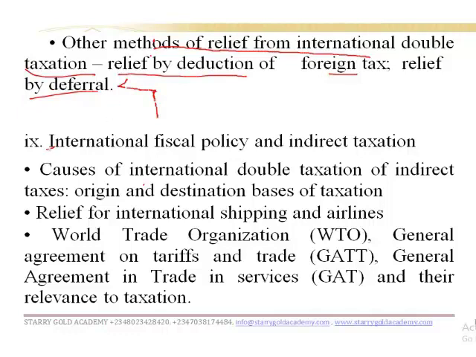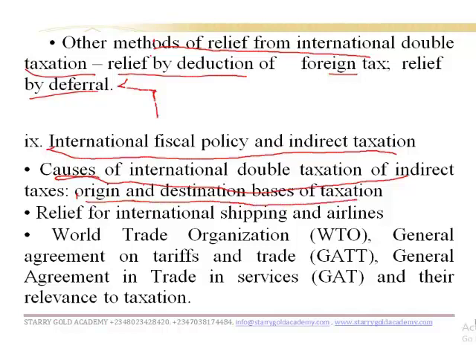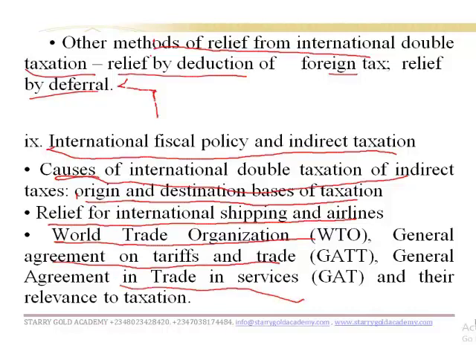Now also, we shall discuss international fiscal policy and indirect taxation. Under this subtopic, we'll be looking at causes of international double taxation of indirect taxes, such as VAT, withholding tax, and the likes, and origin and destination basis of taxation. We shall also discuss relief for international shipping and airlines companies, World Trade Organization, General Agreement on Tariffs and Trade, and General Agreement on Trade in Services and their relevance to taxation: WTO, GATT, and GATS.